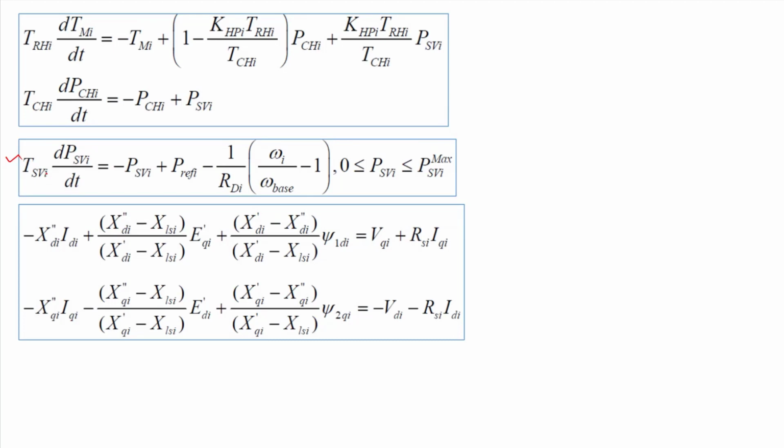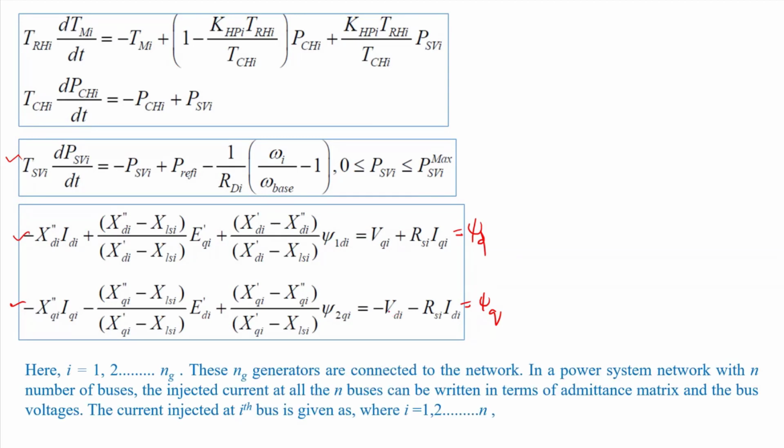So all equations are written for the ith generator. Therefore, we can see a subscript i mentioned for each of the parameters, because it represents that the parameter is associated with the ith generator. And then the stator algebraic equation is here, this is equal to psi d and this is equal to psi q, which we already know. Here i equals 1 to ng, because these equations are only valid for generators.